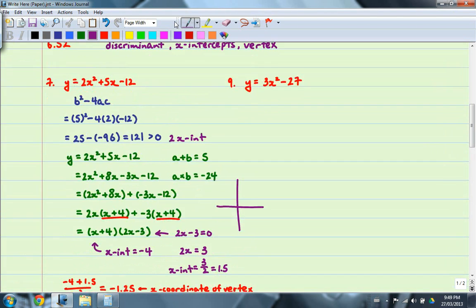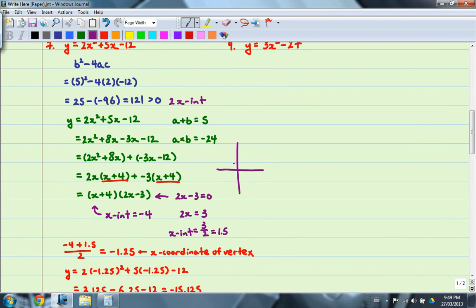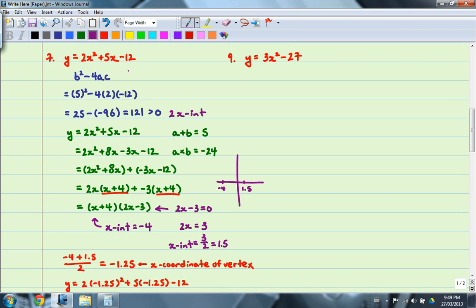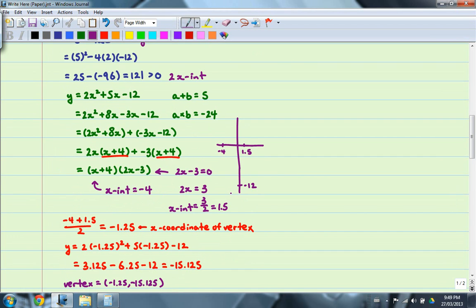Okay. So we know that the x-intercepts are -4 and positive 1.5. The y-intercept is actually -12. Once again, it is the constant term, so it's going to be a lot further down. Somewhere down here. And if you think about where the vertex is, it's actually down here, a little bit further down. So you get a parabola that looks kind of like this.